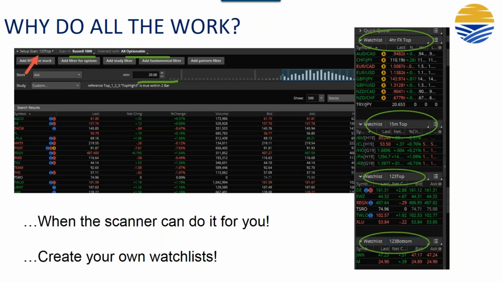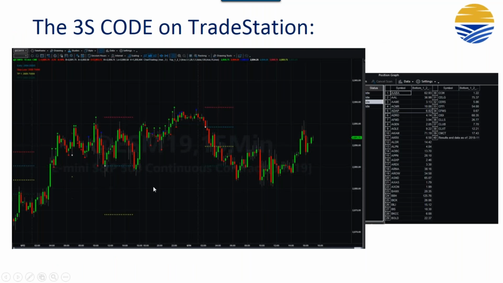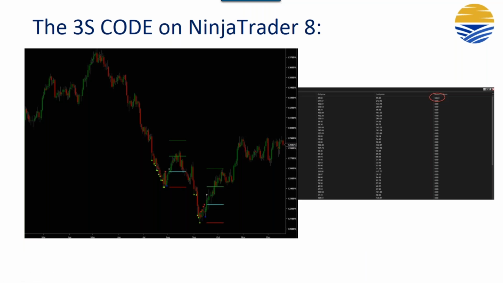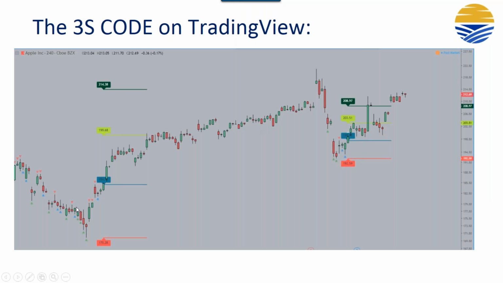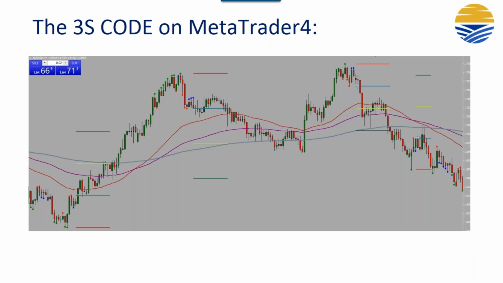So we've been looking at Thinkorswim. This is what it looks like on TradeStation. Here's your indicator component. Here's your scanner component. Here's what it looks like on NinjaTrader 8. Here's your indicator component. Here's your scanner component. Here's what it looks like on TradingView. Here is your indicator component for our chart of Apple. And then here's what it looks like on MT4. So for our chart of Euro Kiwi: long, short, short, long, with some moving average overlays.